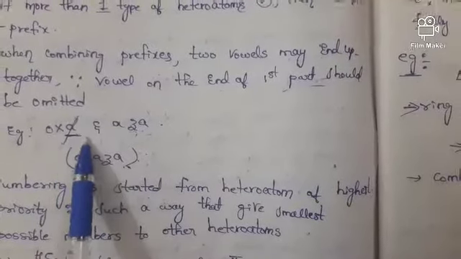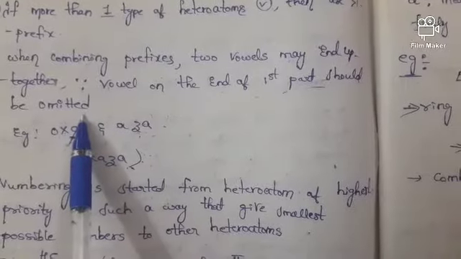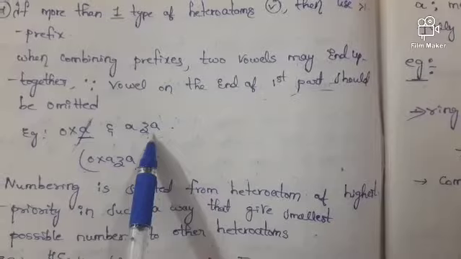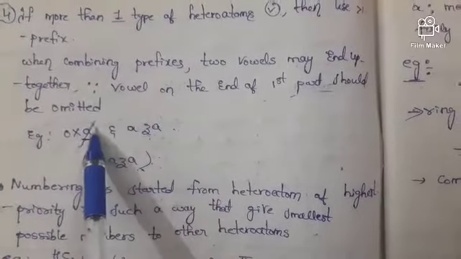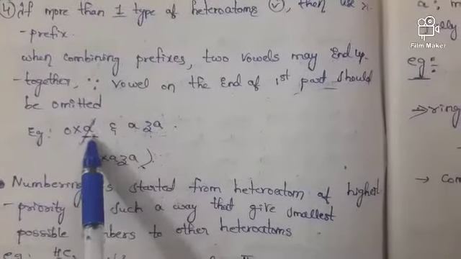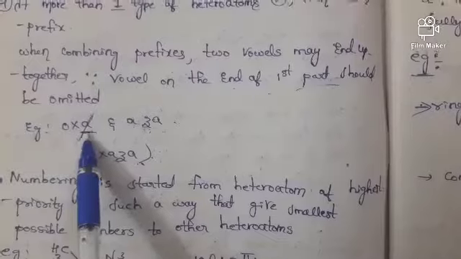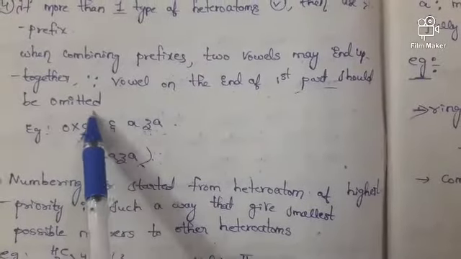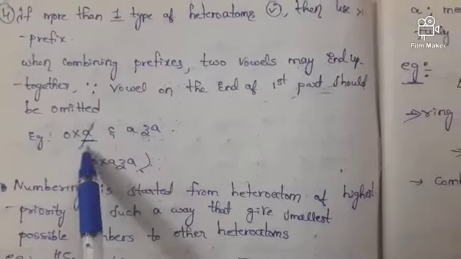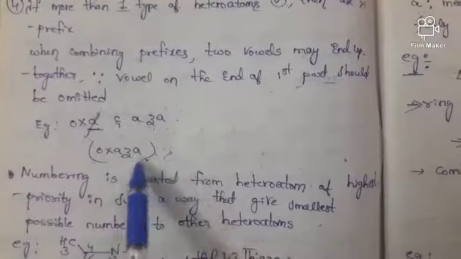Once again, I will tell you. These are the two prefixes. This is the last letter of the first prefix, and this is the first letter of the second prefix. If we observe, this is A, and here also we have A. A is nothing but a vowel. So if we get vowels, then we have to remove the last letter of the first prefix. That's why I am omitting this A and writing the rest as usual. So O, X, A, Z, A. Hope you understood this.